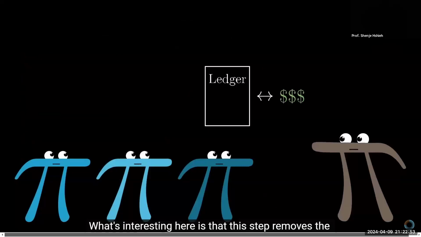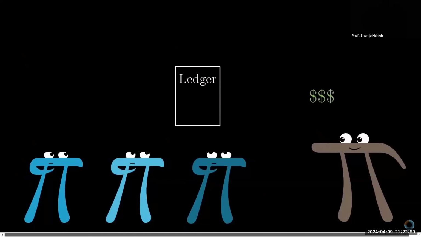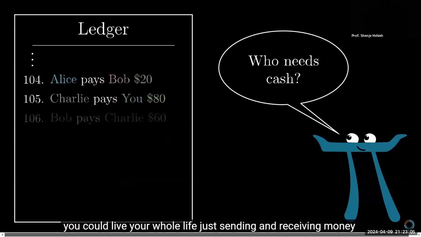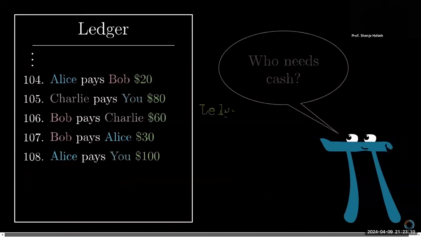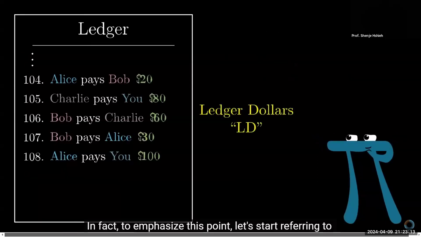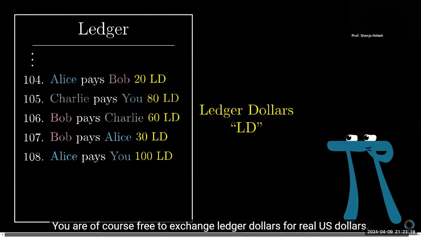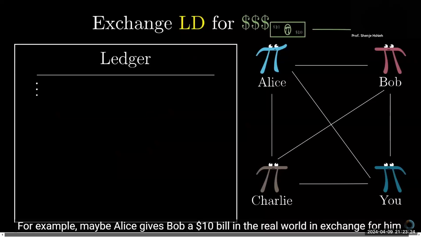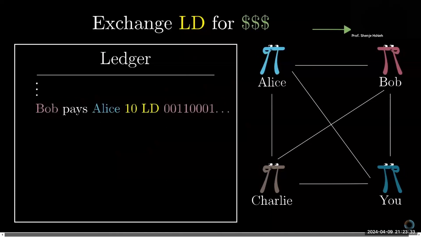What's interesting here is that this step removes the connection between the ledger and actual physical US dollars. In theory, if everyone in the world was using this ledger, you could live your whole life just sending and receiving money on this ledger without ever having to convert to real US dollars. In fact, to emphasize this point, let's start referring to the quantities on the ledger as ledger dollars, or LD for short. You are, of course, free to exchange ledger dollars for real US dollars. For example, maybe Alice gives Bob a $10 bill in the real world. In exchange for him adding and signing the transaction, Bob pays Alice 10 ledger dollars to this communal ledger.